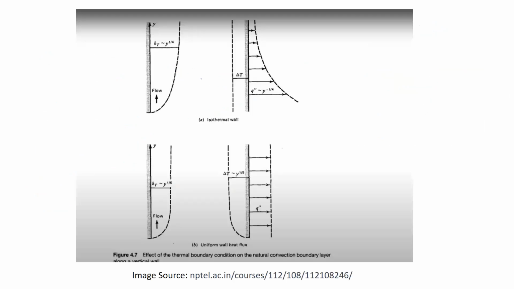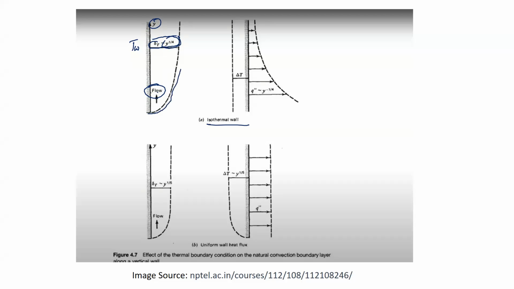So just have a visual of that. Just see this picture. The flow is happening, natural convection. So this is an isothermal wall, so the temperature of the wall is kept constant. You can see the thickness of the thermal boundary layer, which actually determines the heat transfer from the surface, is proportional to y raised to 1 by 4. What is y? Y is the distance. So the thermal boundary layer thickness is increasing with y. You can see the growth is happening.